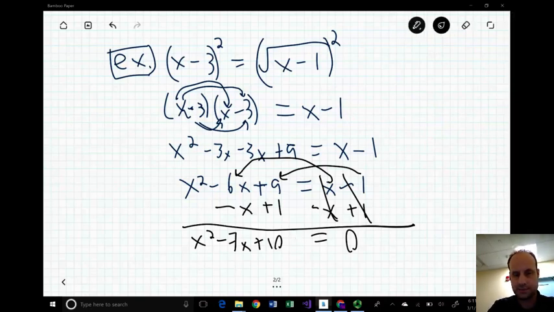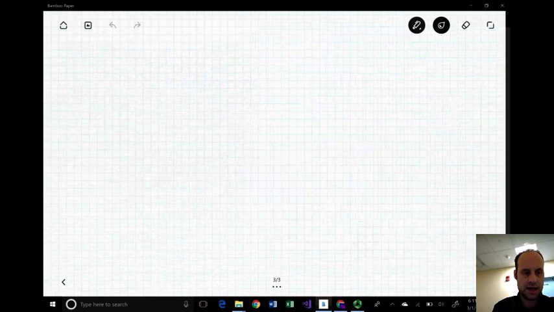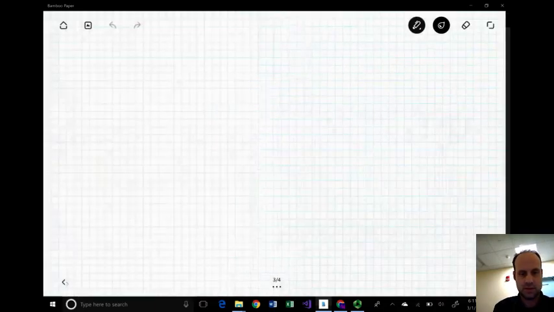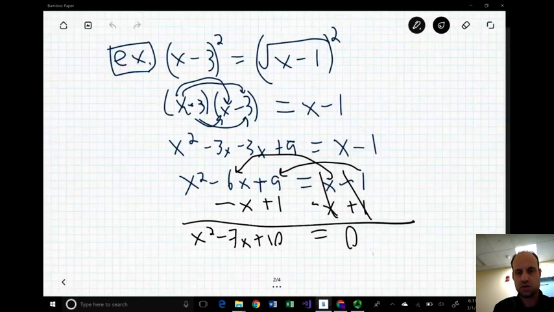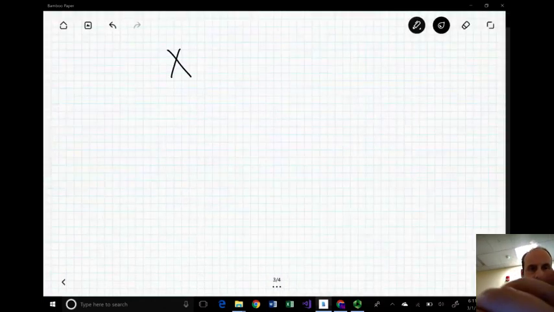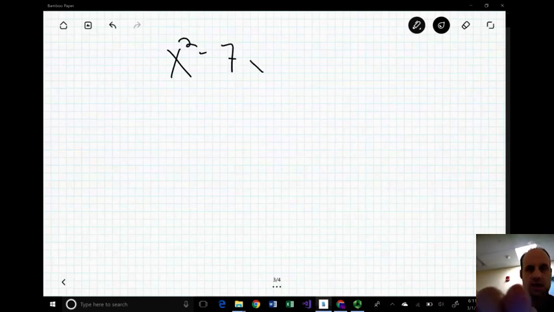All right, so let's go on to the next page right here. So we have, again, x squared minus 7x plus 10 equals 0. X squared minus 7x plus 10 equals 0.